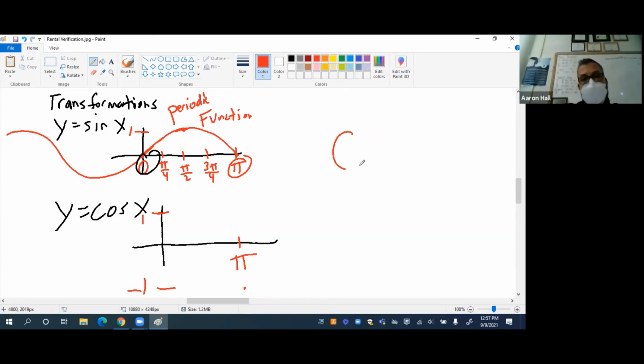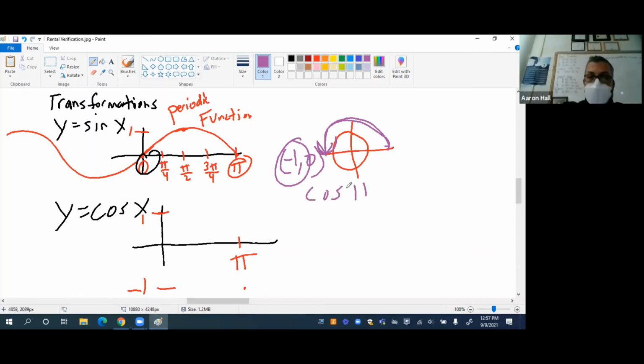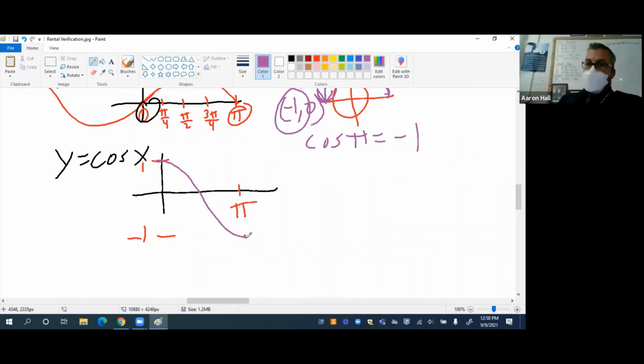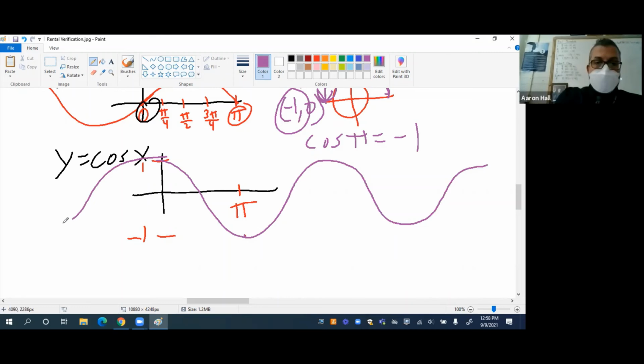So at pi, that's this rotation here. What's my x value when I rotate a half circle? -1. So that means that my cosine of pi is -1. So I get this -1 right here. So we get something like this. And this is also periodic. So we repeat ourselves as we go around and around the circle. This repeats itself over and over again. And we get something like this.